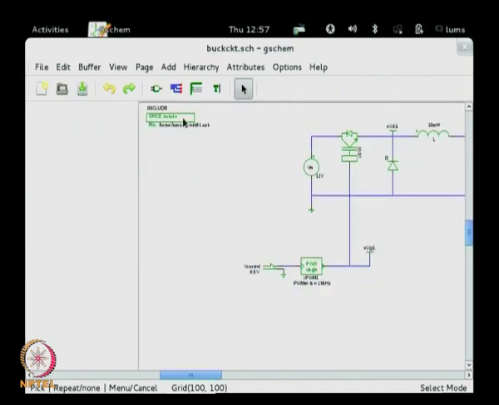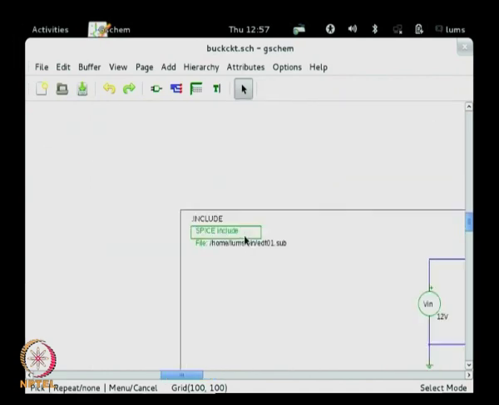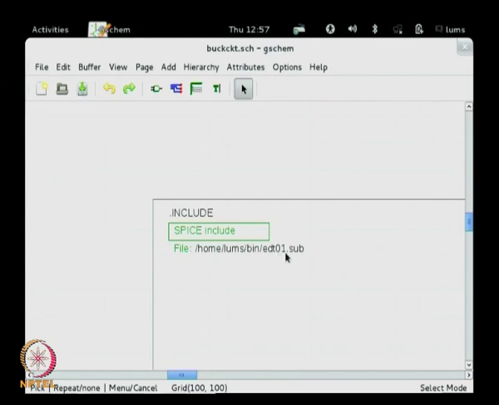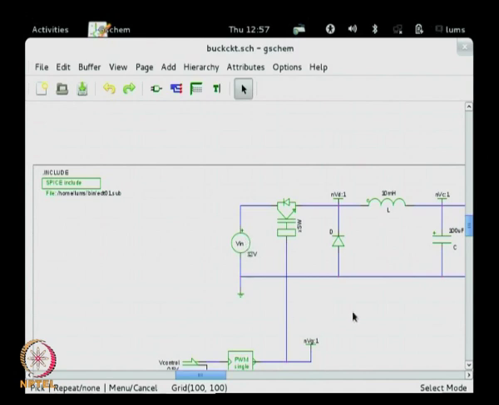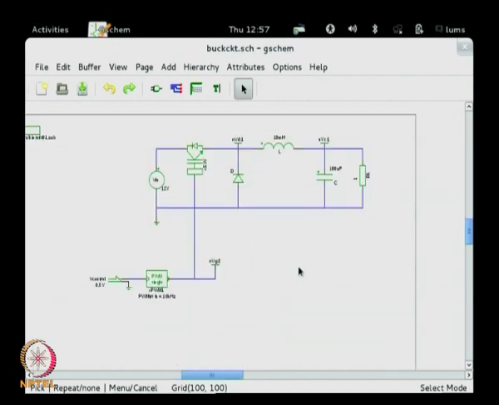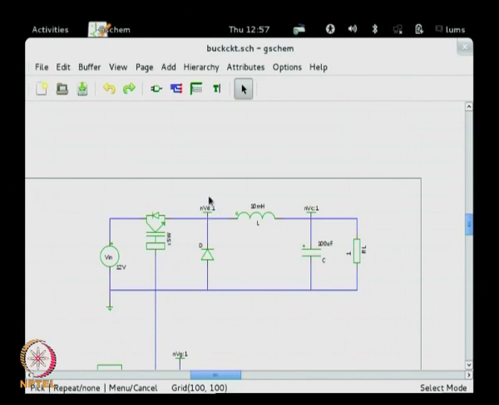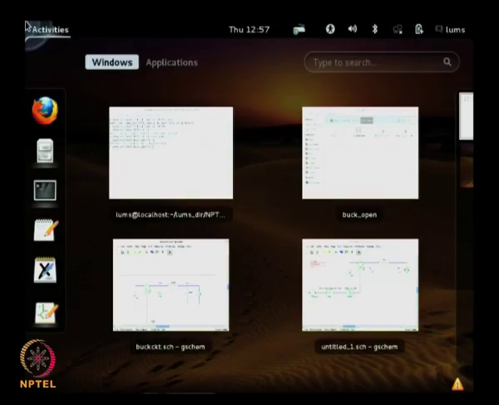and look at the include file where right now I am using edt01.sub, which contains all the equations for the underlying component blocks. Now, this can be simulated. So, in open loop we can simulate and see the various waveforms. So, that is why these have been labeled. Okay, so let us simulate it and see how the various waveforms come.